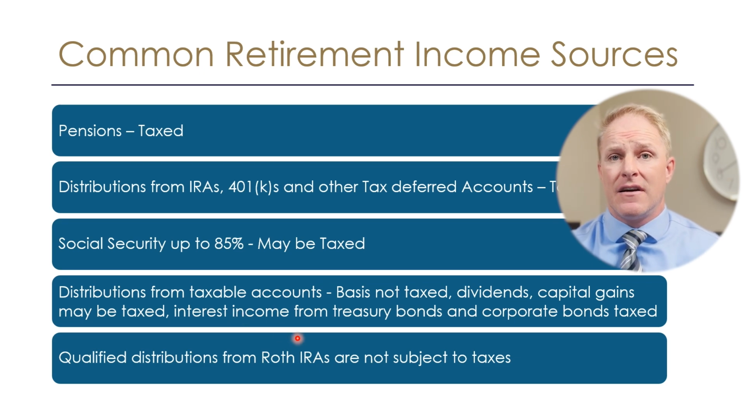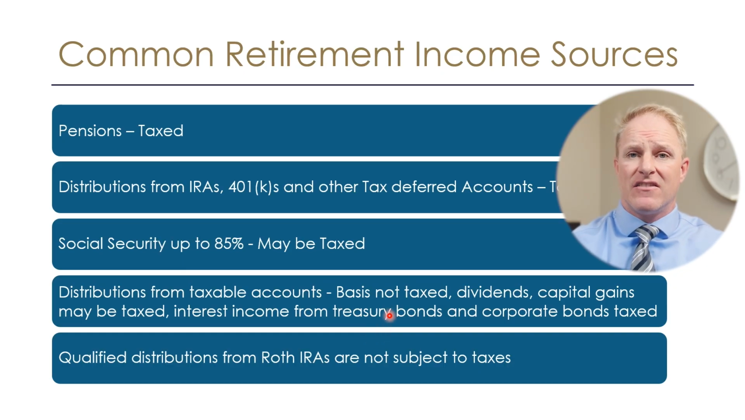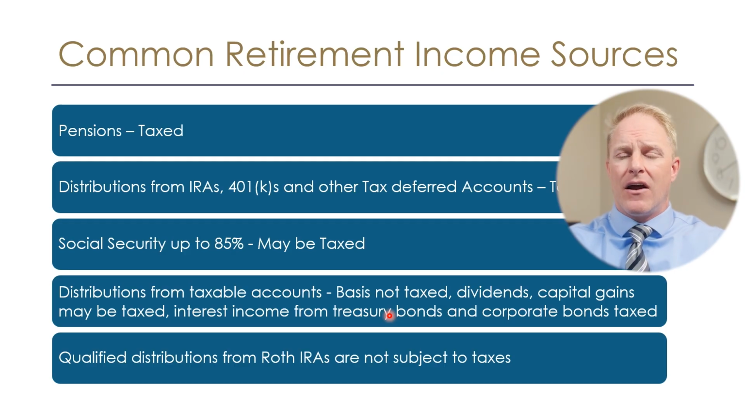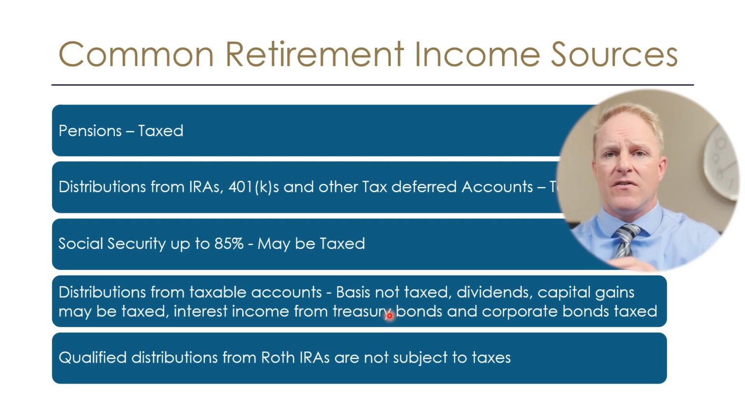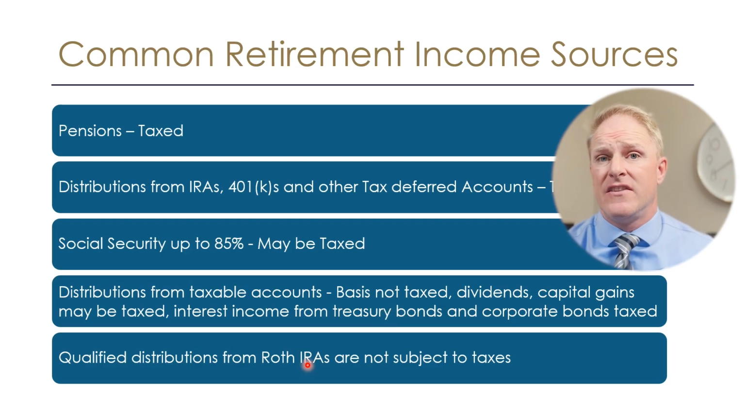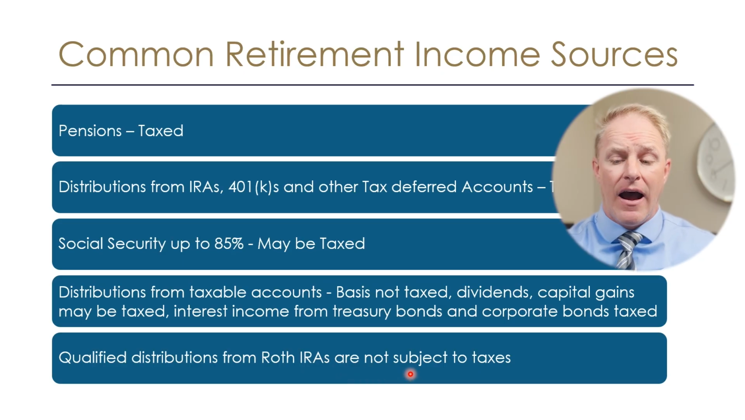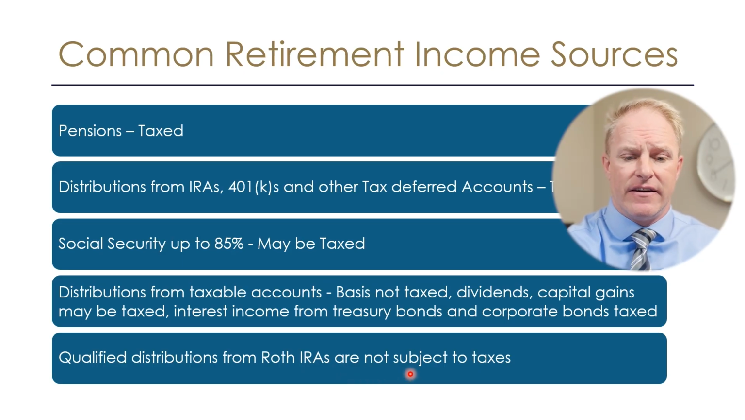Interest income from things like treasury bonds or corporate bonds is also subject to tax when held in a taxable account, which again is not an IRA, not a Roth IRA, not a retirement account, just an after-tax investment. Qualified distributions from Roth IRAs are not subject to taxation.